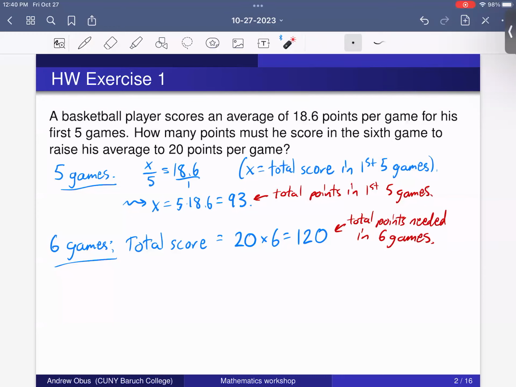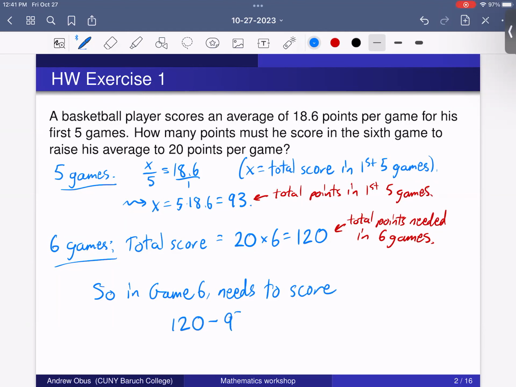Right? So the question is, if the total number of points in the first 5 games is 93, and in order to get an average of 20 points per game you need 120 in the first 6 games, then how many points actually need to be scored in game 6? So basically it's going to be 27 points. Exactly. Perfect. So in game 6, he needs to score 27 points. 27, right? Because it's exactly 120 minus 93, which is 27. Good.